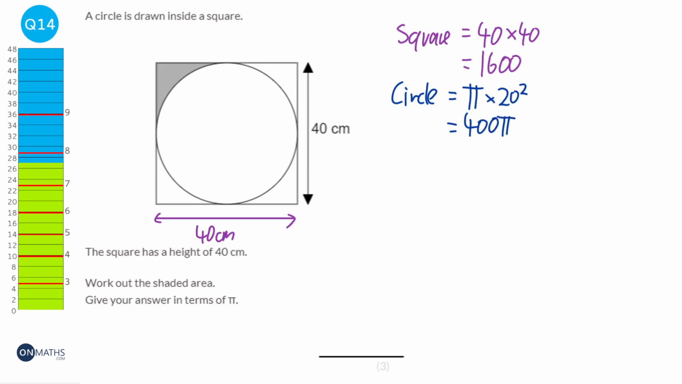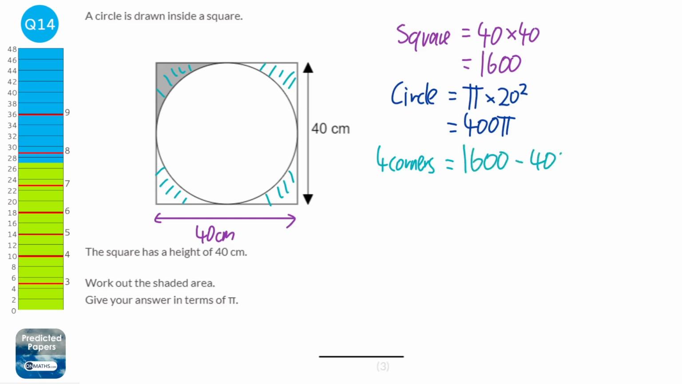Now next we're going to work out all of the corners, so that includes these 3 here and this one. So I'll say, I don't know, 4 corners, just to try and explain to the person marking my exam what I'm doing. And to do that, we're just going to do the square, take away the circle. So 1600 take away 400 pi. Now we can't actually do anything more than that. That is our answer. So we just leave it at that.